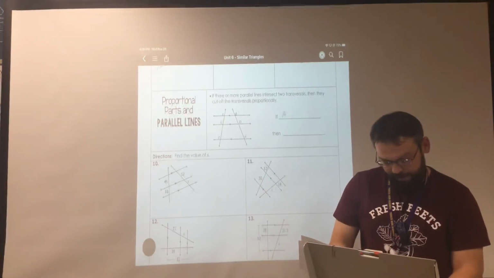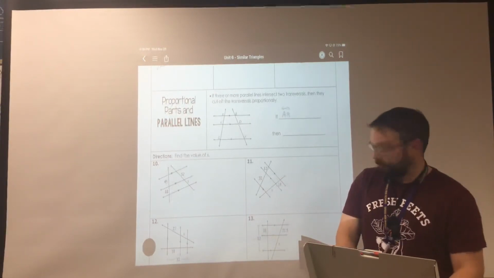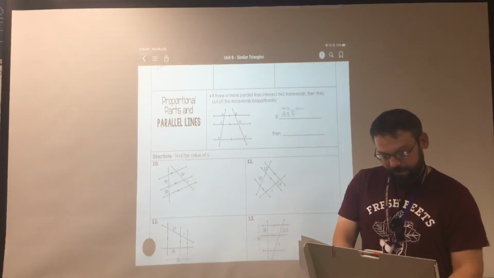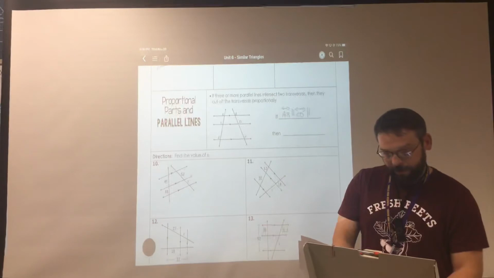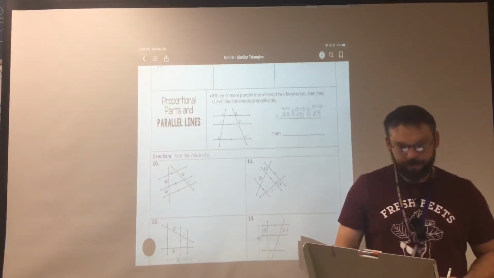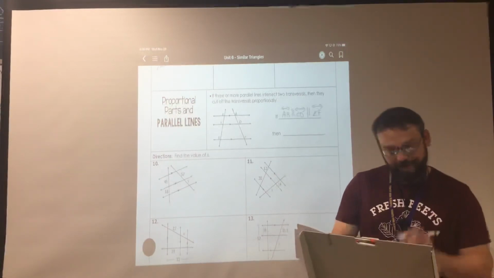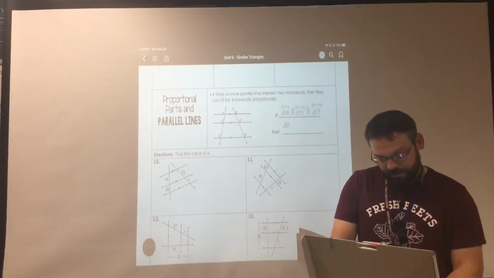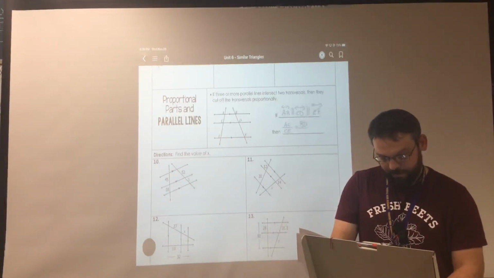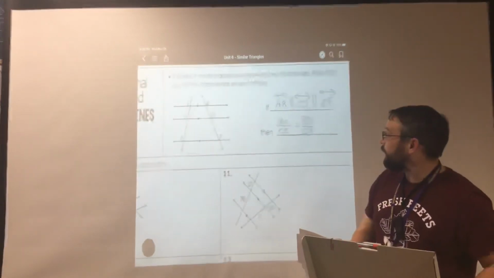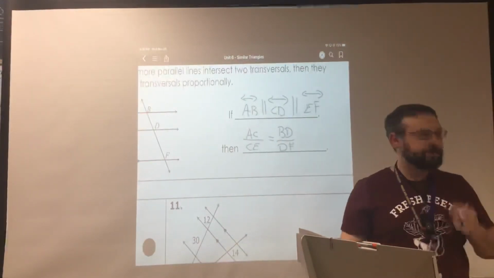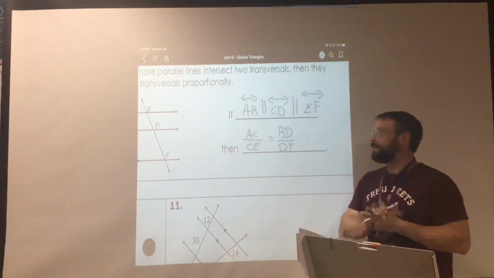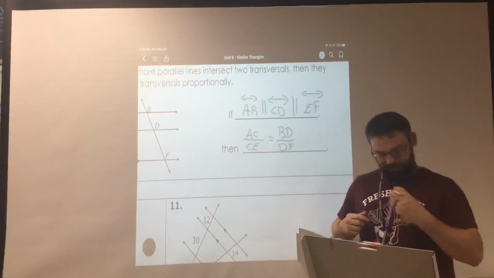So with proportional parts and parallel lines, here's my statement. If line AB is parallel to line CD and is parallel to line EF, if I can prove, or if they tell me those are parallel to each other, then I can conclude that AC over CE equals BD over DF. And I'm going to zoom that in a little bit to make sure you can see that well. That's one of y'all's complaints, that y'all couldn't hear and you couldn't see very well on the things last time. So make sure we're getting that.